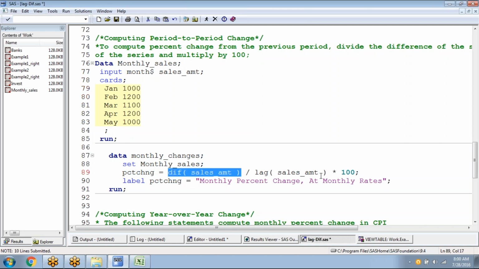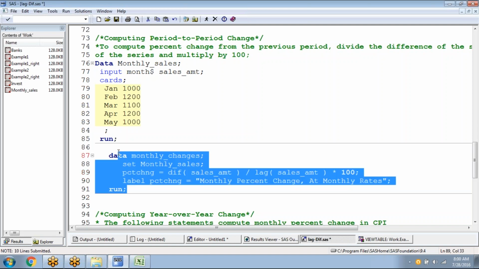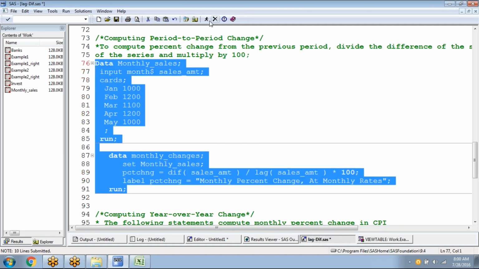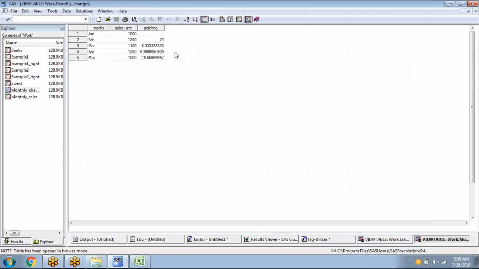200 divided by lag of sales amount. What will the lag function do? It will read the previous record in the current observation. Okay, so diff of sales amount by lag of sales amount times 100. Now if I execute that, let's go to monthly changes. You'll have the percentage change.